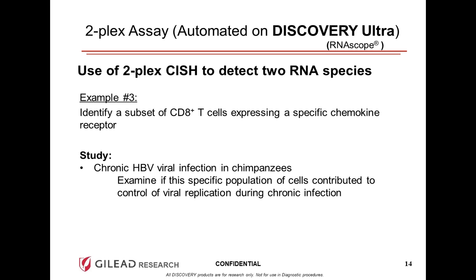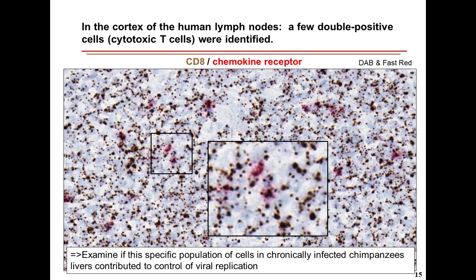In this study, the background is that we were looking at chronic HBV viral infection in chimpanzees. We obviously don't do any research in chimpanzees anymore, so please note that these FFPE blocks were quite old, and we were still able to identify what we needed to identify using these blocks and also using the 2-plex in situ hybridization. We wanted to examine if this specific subset population of cells contributed to the viral replication when you have a chronic infection.